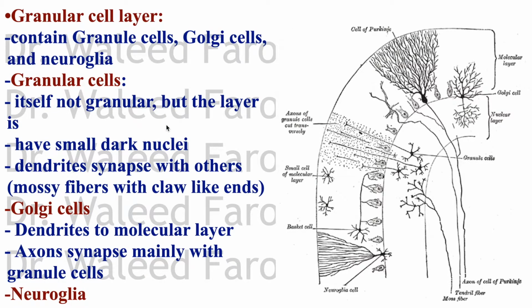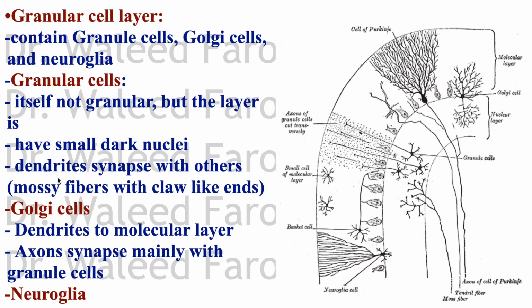The granule cell layer contains granule cells, Golgi cells, and neuroglia. The granule cells themselves are not granular, but because they are small in size, they give the layer the granular appearance. They have small dark nuclei, and the dendrites synapse with others. Mossy fibers, we'll get to this later on in this lecture.